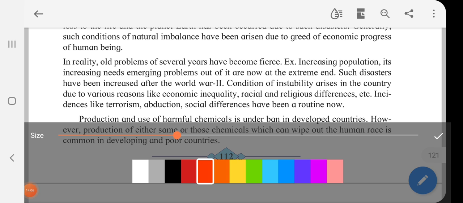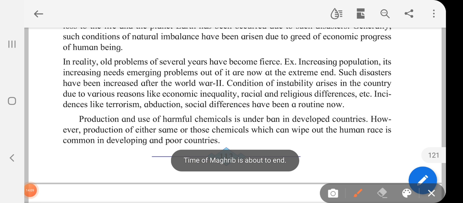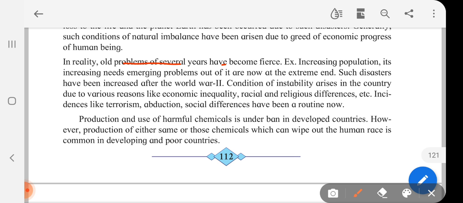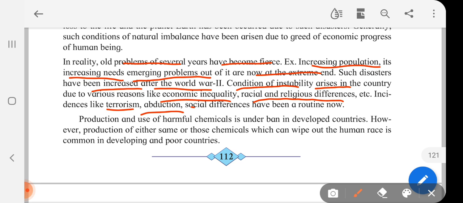So here in recent times, old problems of several years have become fierce. Increasing population, its increasing needs, and emerging problems out of it are now at an extreme end. Such disasters have increased after World War II. Conditions of instability arise in the country due to various reasons like economic inequality, racial and religious differences. Incidents like terrorism, abduction, social differences have become routine now.